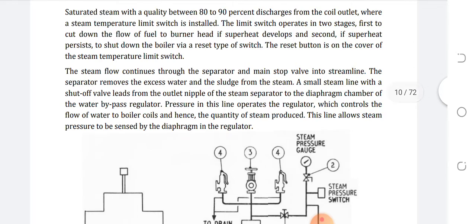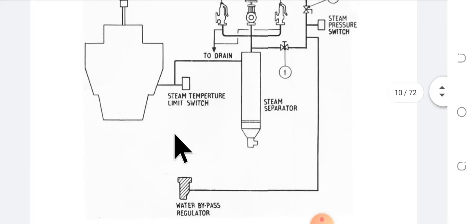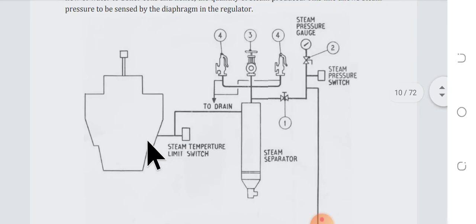Anyway, this is all about the water circuit. Coming towards the steam circuit. In the steam circuit, we have a steam temperature limit switch. That is a limiter switch. If the temperature is more than the set point, it shuts down the boiler. It is continuously sensing the temperature of the steam.